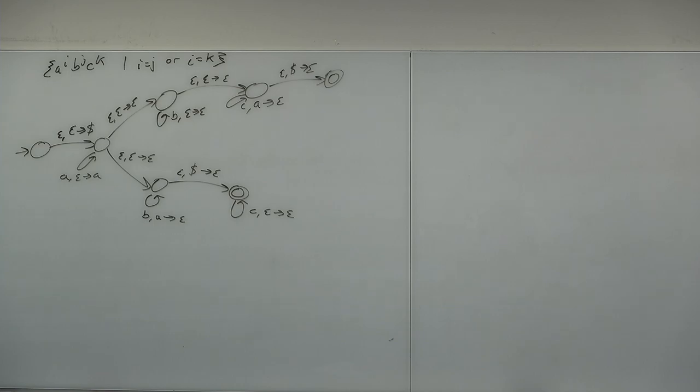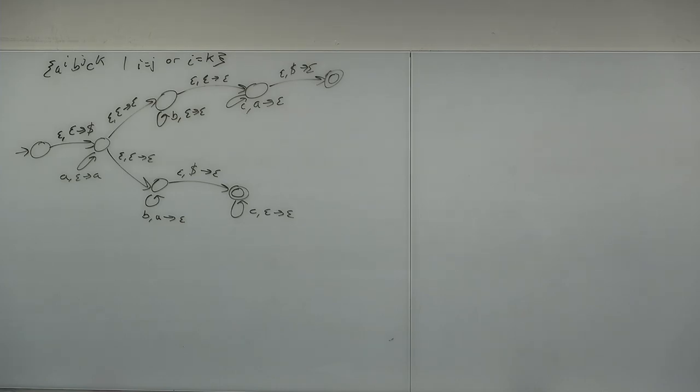Okay. Does this PDA also accept the empty string? It should. I equals J equals 0, and K equals 0. So I, J, K equals 0 is the empty string. Push the canary, epsilon, epsilon, pop the canary. It does accept the empty string. So this PDA does accept the empty string.